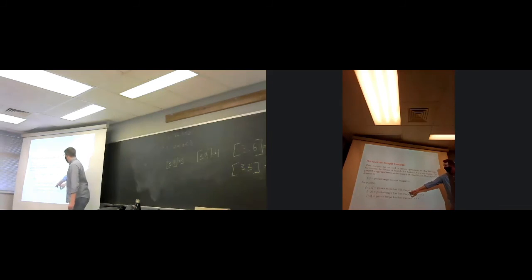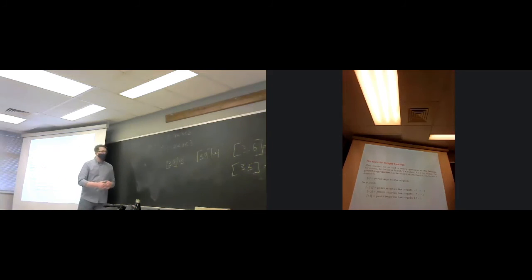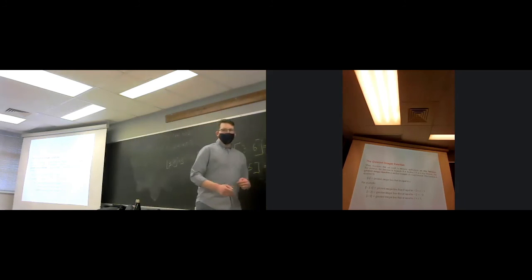So in this case, 3.9, we go to 3. In this case, 3.9, we go to 4. In this case, 3.6, we go to 4. 3.5, go to 3. And this is just rounding it down. It's the greatest integer less than or equal to x.